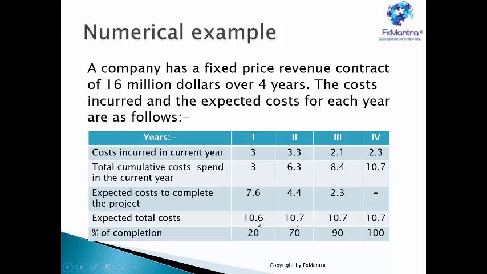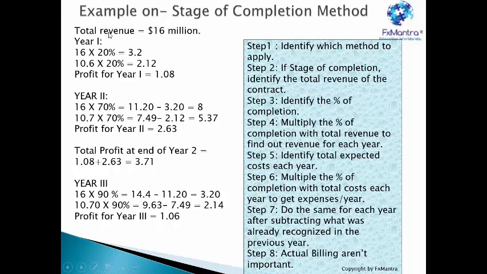But you have to make sure at all points of time you are not expecting a loss. If at all a loss is expected, immediately account for the loss irrespective of the method you are following. Okay, so the total expected costs at the end of year 1 are $10.6 million. We have completed 20%. We already have a total revenue of $16 million.